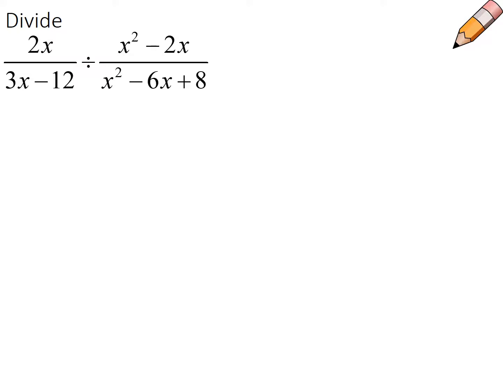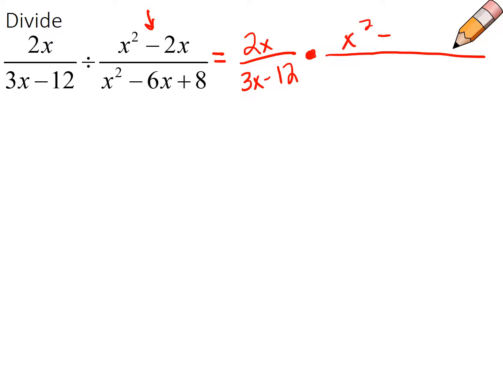Our last problem is actually going to be dividing. So think back to the beginning of the video with when we divide fractions, we multiply by the reciprocal. Flip the denominator and numerator on that second fraction, which would be this guy, and then multiply. So let's just rewrite it right away before we forget. So 2x all over 3x minus 12 times, flip that fraction. So now my numerator is going to become x squared minus 6x plus 8 all over x squared minus 2x.